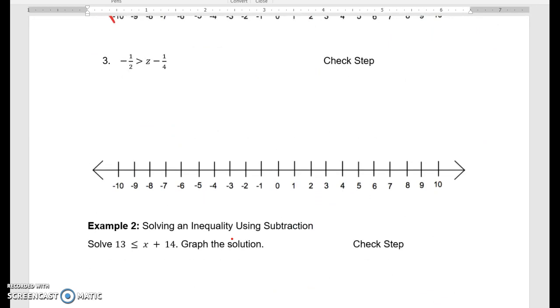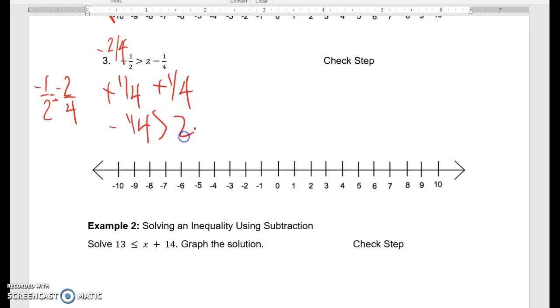All right, next one. I'm going to add 1/4 to both sides. So this one's a little bit different because remember, whenever you're adding fractions, you have to have a common denominator. So what I'm going to do is change the negative 1/2 so the denominator is 4. Negative 1/2 is equal to negative 2/4. So now I'm left with negative 2/4 plus 1/4, and that will give me a negative 1/4. So negative 1/4 is greater than z.